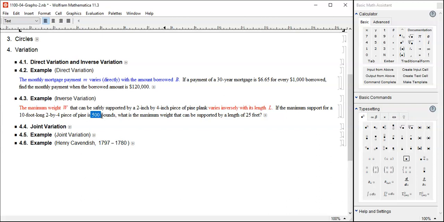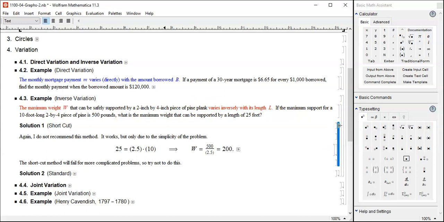If we double, then this will be halved. If you triple, then this will be 1/3. If it is 2.5 folded, then it will be 1 over 2.5 folded, as you can see here in this solution. 25 is 2.5 times 10. This is inverse variation, so we divide by 2.5, and there you go. Do you understand this idea?